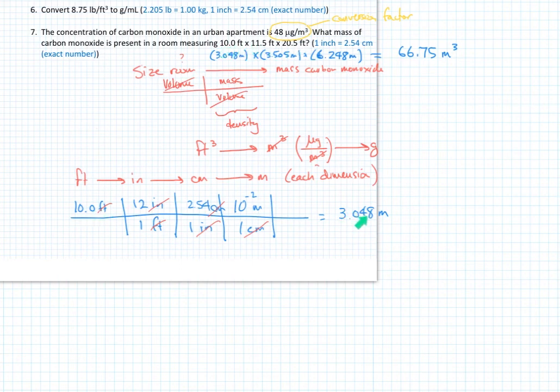So I'm showing you an example of how I usually carry 1 extra digit in the intermediate calculations and then round it at the end. So this really should be rounded right here to 3 sig figs, which is that decimal place, which means that 5 is going to influence and it's going to round it up. So 66.8 meters cubed is the volume of the room.